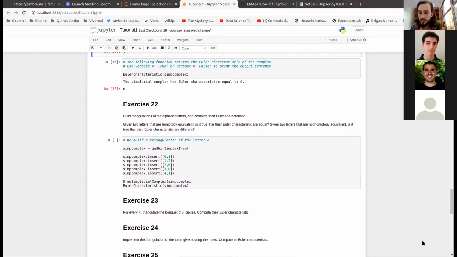Yeah, Lucas, the number of connected components of a simplicial complex only depends on its graph. So the graph generated by the simplices of dimension 0 and 1 is called the one skeleton. Sorry, what's the exercise that we're supposed to do? Exercise 22, please do the letters, triangulate the letters from A to H. Okay.